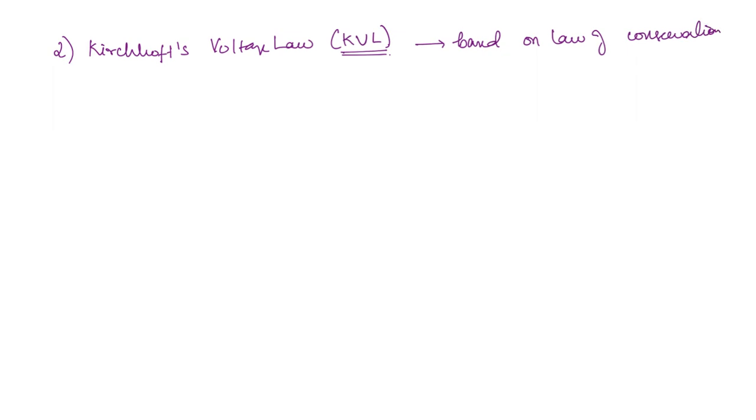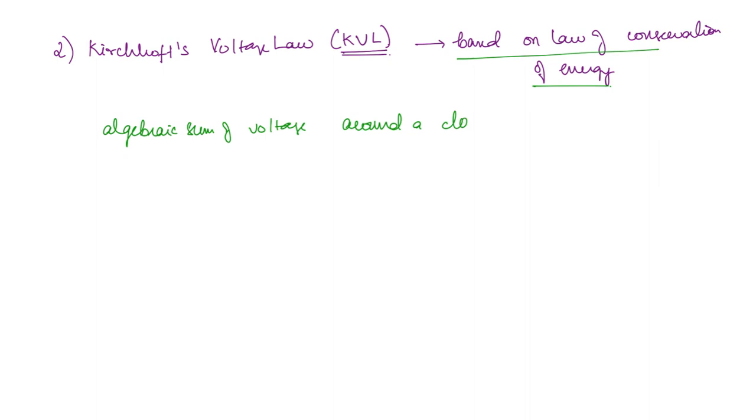What is the law of conservation of energy? Energy can neither be created nor destroyed. So what does this law state? It states that the algebraic sum of voltages around a closed path is 0. Okay, so why is that the case?